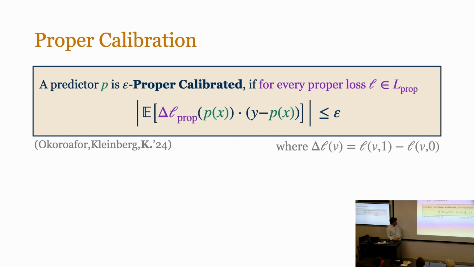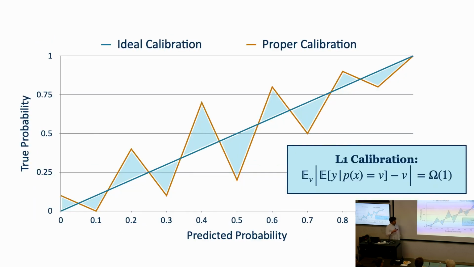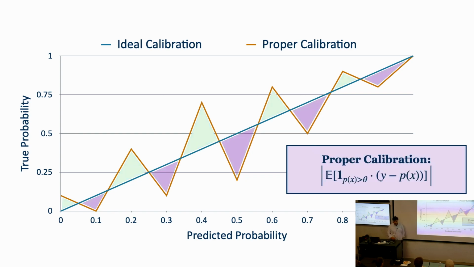What we show is that there's a different notion of weighted calibration that we call proper calibration, because it's derived from a certain class of proper loss functions. The lemma that we show is that it's equivalent to some threshold weighted calibration. I'm going to show you how this notion behaves. Whereas L1 calibration considers the over and under estimates equally, both contributing positively, proper calibration treats them differently. The overestimates contribute positively and the underestimates contribute negatively.